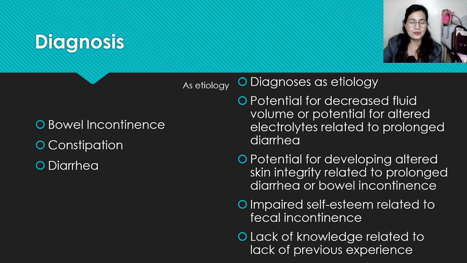For the nursing diagnosis: bowel incontinence, constipation, diarrhea, with the following as the etiology. Potential for decreased fluid volume or altered electrolytes related to prolonged diarrhea; potential for altered skin integrity related to prolonged diarrhea or bowel incontinence; impaired self-esteem related to fecal incontinence; and lack of knowledge or lack of previous experience.